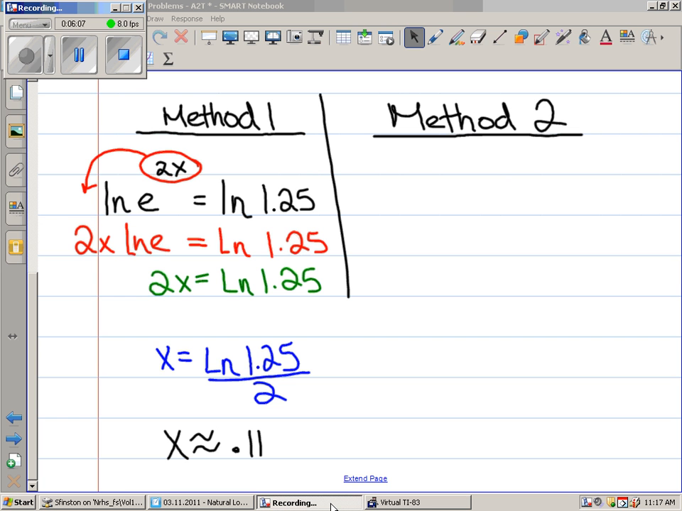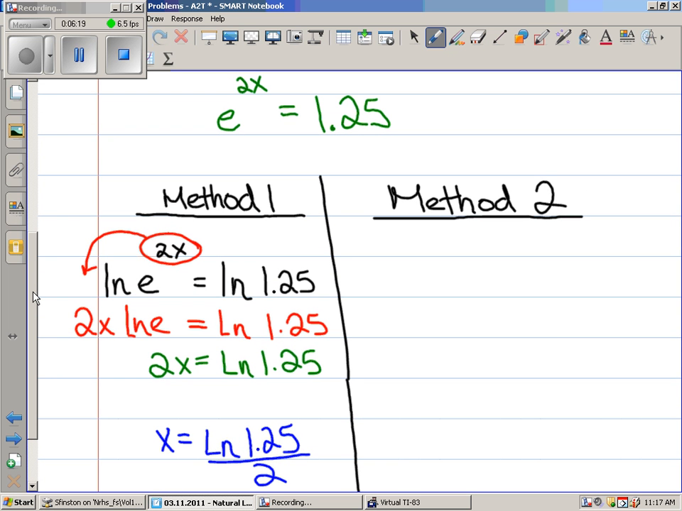So that's how to do it the ln way. Anybody confused? Okay. We're going to do it the old school style, the way I've been teaching you all week long. So you got to this step, method 2.